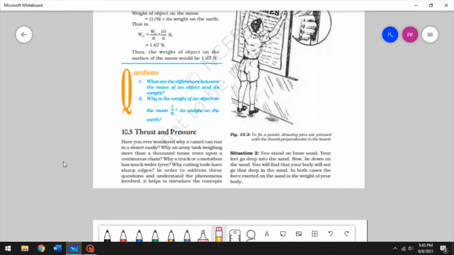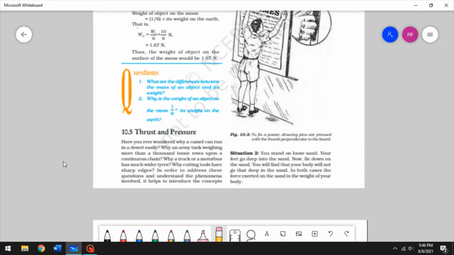And why does a truck or a motorboat or a motor bus have such wide tires? Why do cutting tools have sharp edges? So why are knives sharp, right? I'm sure most of us have had most of these questions. So to understand that, we have thrust and pressure to thank, because they helped us understand the reasons behind these questions.